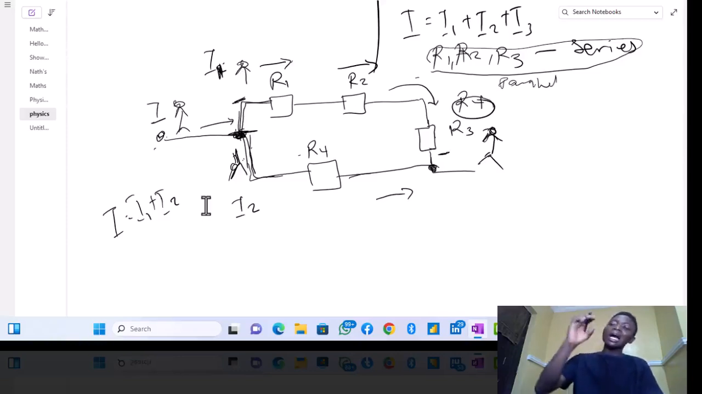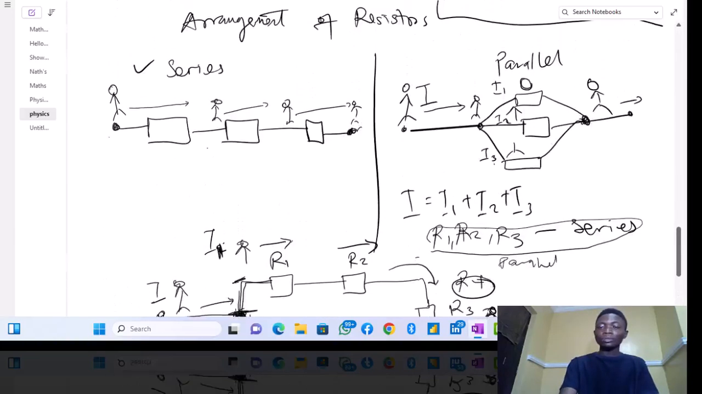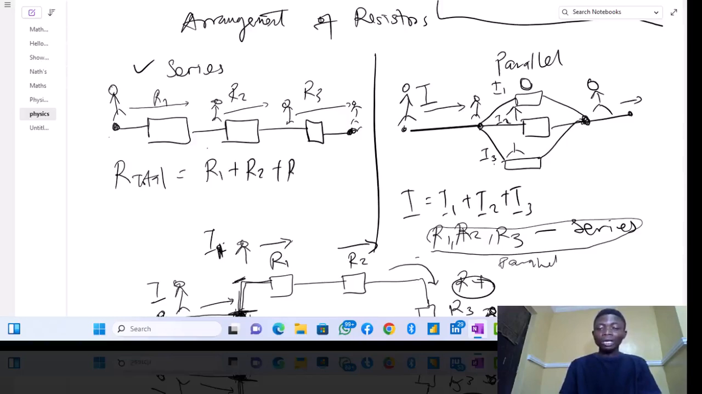So now, how do I combine resistors together? Let us go back to that diagram of series and parallel. Let's call this my R1, R2, R3. So the combination told us that R total will be equal to R1 plus R2 plus R3 plus, till infinity, plus Rn. This is the sum of resistors in series.